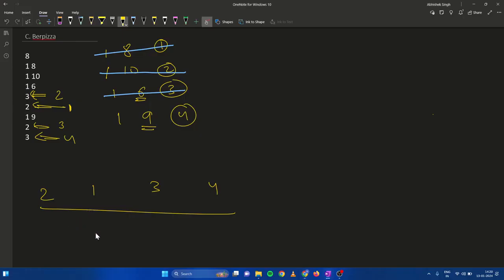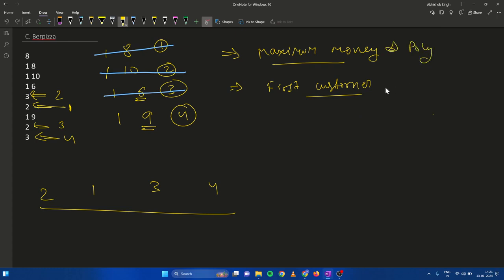Okay, now let's solve this problem. Let's understand how we are going to solve it. If we see, we have to answer two types of queries. One is maximum money and the other is first customer. For maximum money, this is for Polycarp and this is for Monocarp.